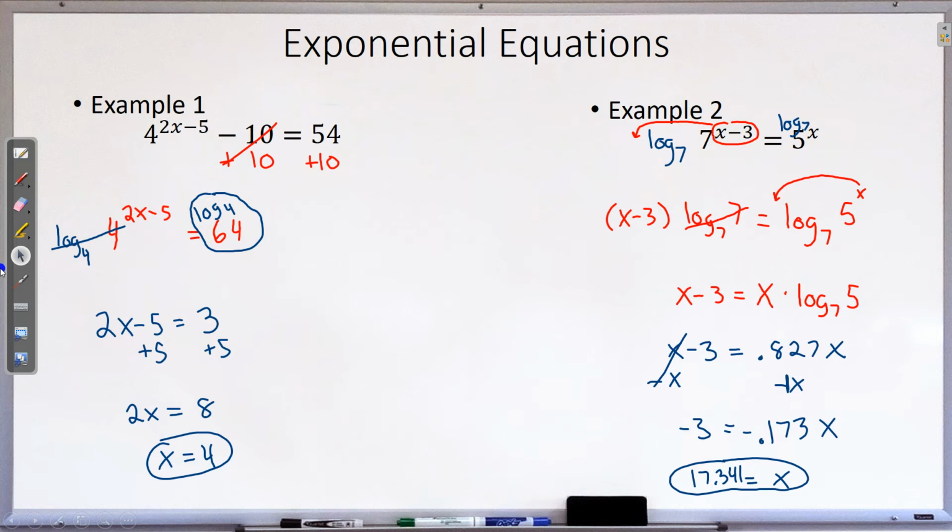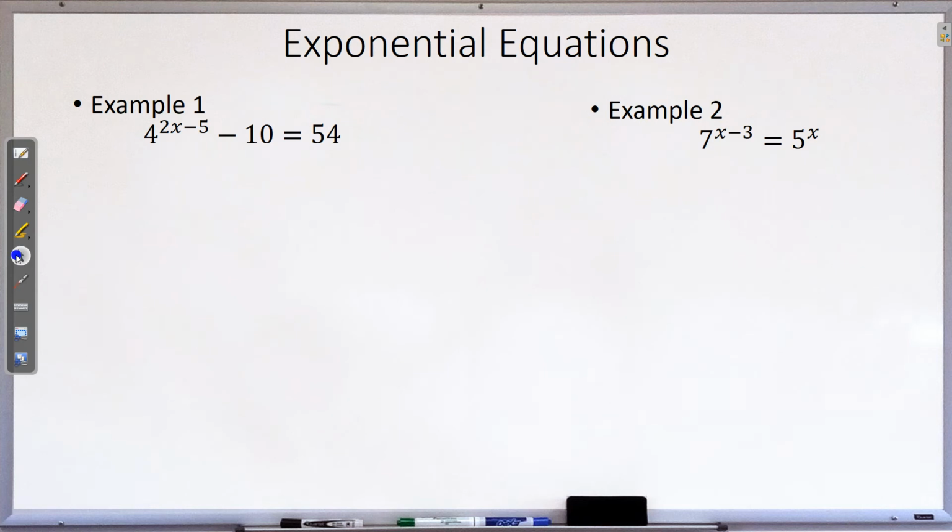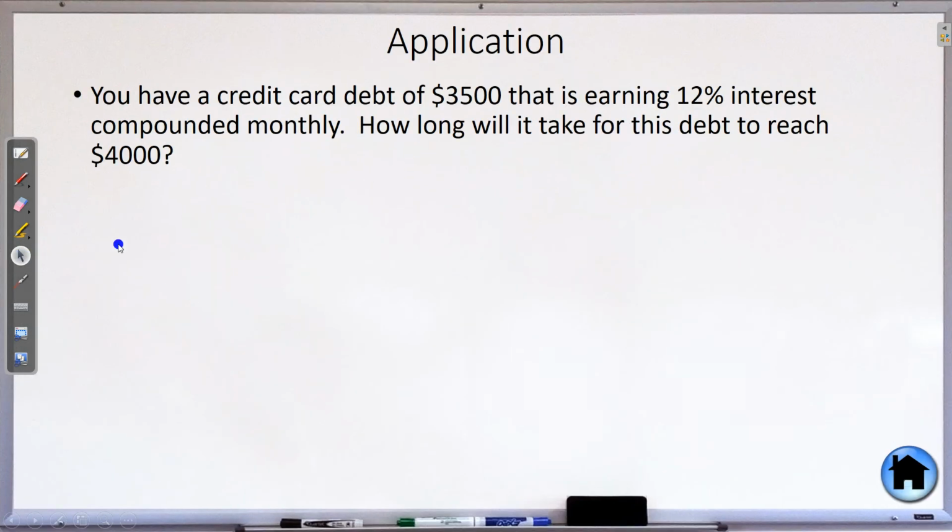All right. So now let's actually apply this to a word problem that we're very familiar with. So you have a credit card debt of $3,500 and it's earning 12% interest compounded monthly. How long will it take for this debt to reach $4,000? So you remember, we have our compound interest formula. Here's what we start with. 1 plus our interest rate, which is 12%. Now our number of compoundings, because it does say compounded monthly, we know that's a 12. Raised to the power of 12.